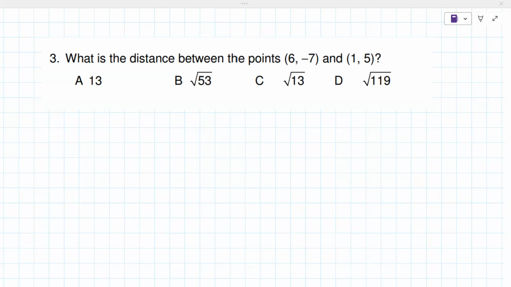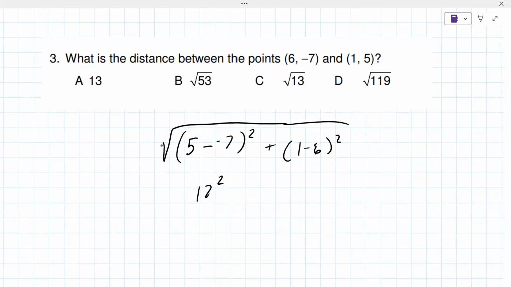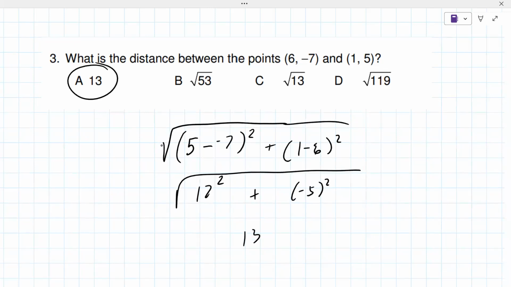I got A. Okay. Let me just check here. So it's 5 minus negative 7 squared, that's 12 squared, plus 1 minus 6 squared, which is negative 5 squared. And you are correct. It is 13. Very good. Definitely have that down. That's great. Let's get to some slightly more complicated questions.